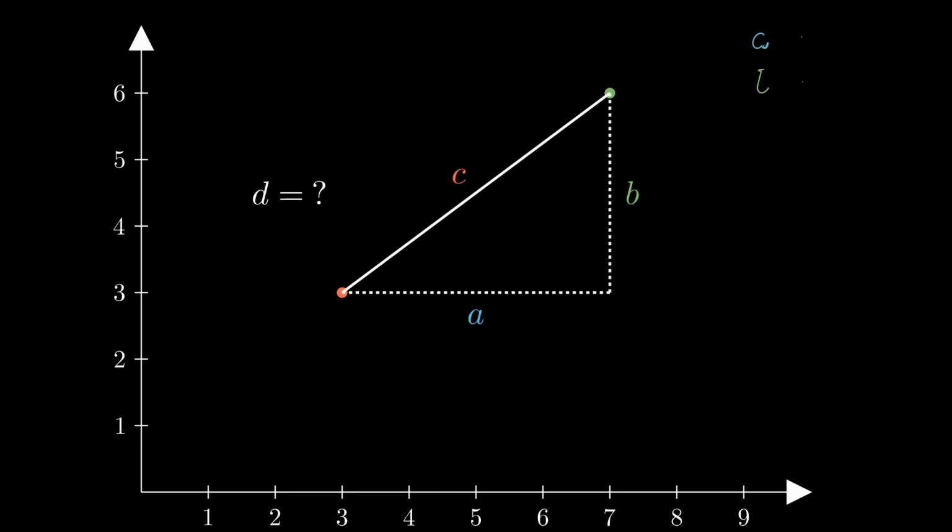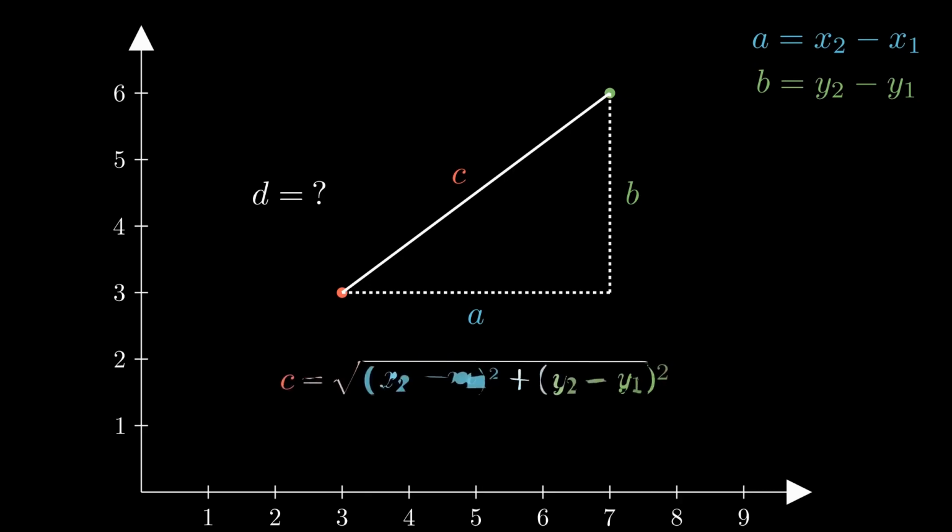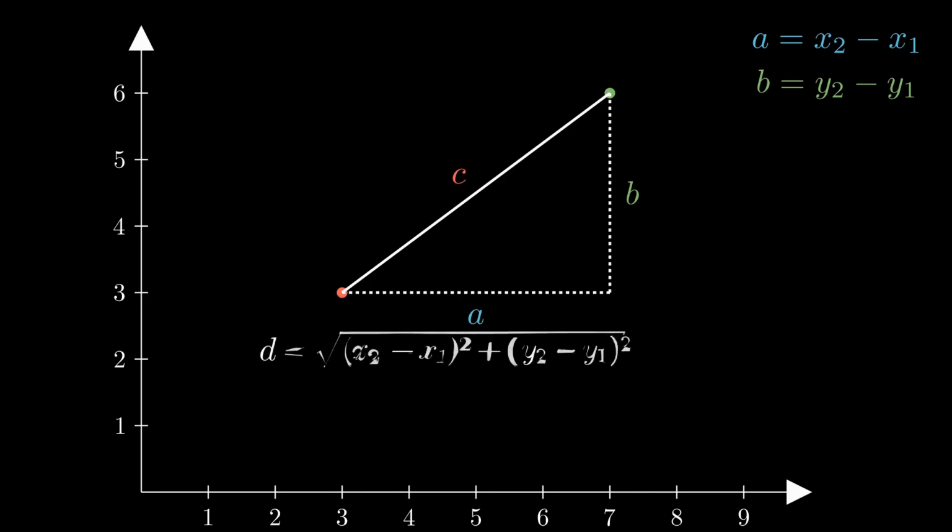So imagine that you needed to find the distance between 2 points in 2D space. How would you do that? Well, you have to use the Pythagorean theorem. The sum of a squared and b squared should give you the distance squared. Taking the square root, you will get the distance.